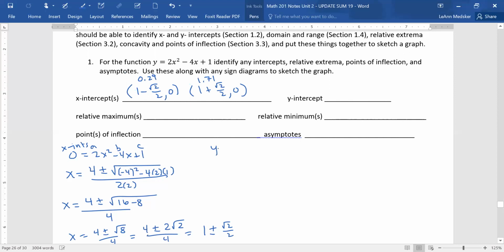So now to get my y-intercept, I need to plug in 0 for all the x's. So 2 times 0 squared minus 4 times 0 plus 1, just plugging it in for all the x's, and this is just a 1. So my y-intercept is at (0, 1).